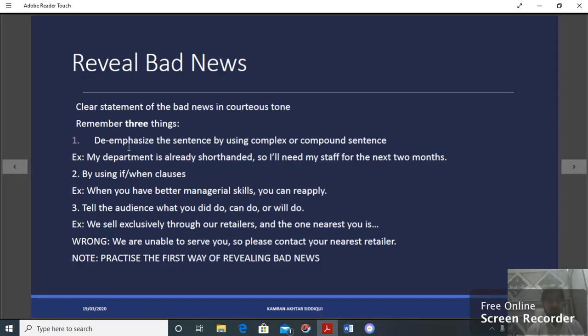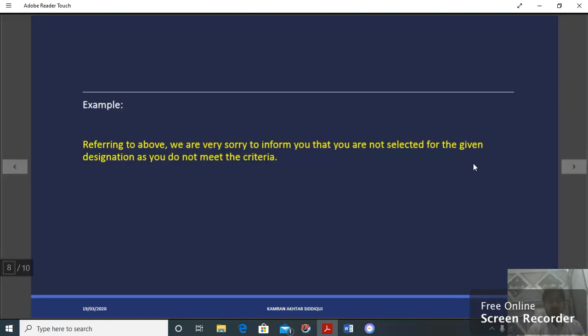And you can use this simple technique, de-emphasizing the sentence by using complex or compound sentences. This is the easiest one that you can apply. For example, referring to the above, we're very sorry to inform you that you are not selected for the given designation as you do not meet the criteria. Now, you are using this structure in order to simply reveal the bad news in a very polite manner.